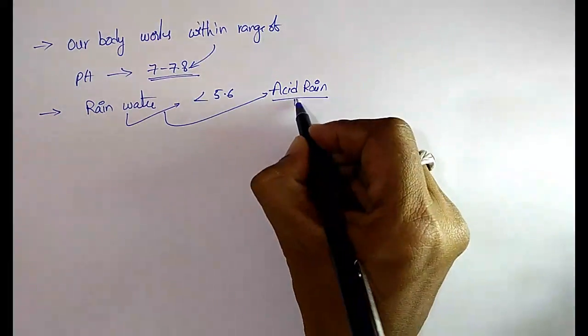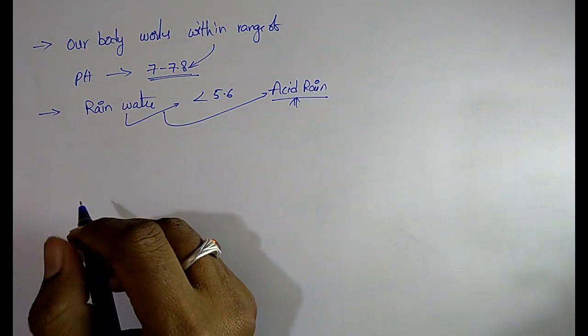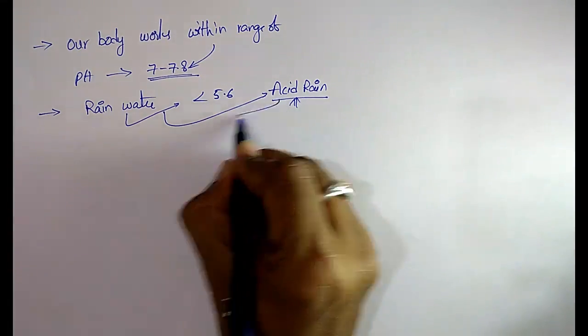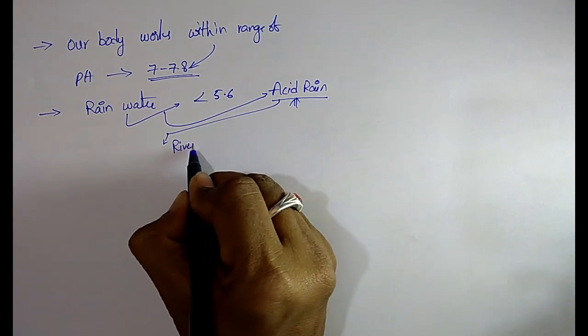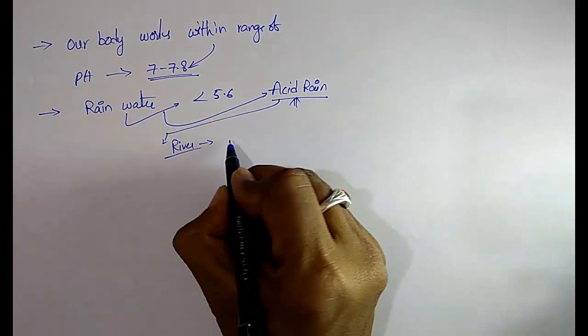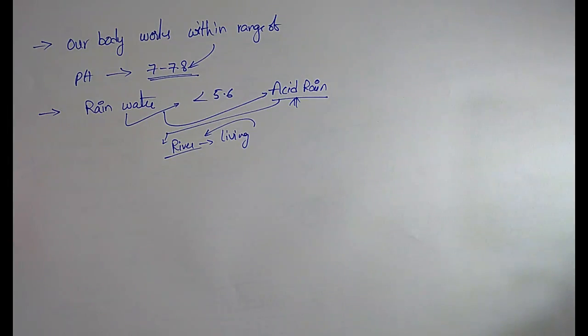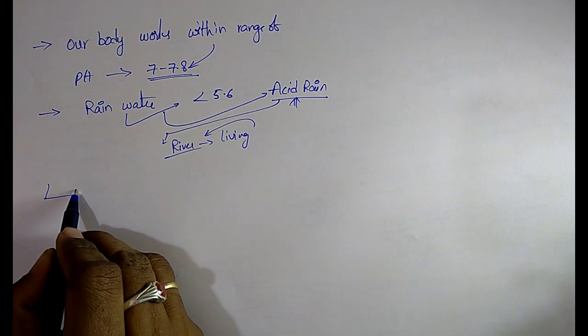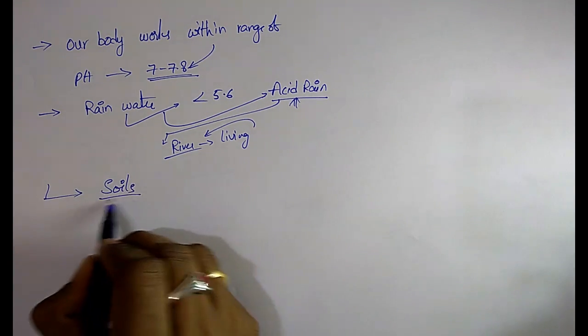I already discussed this acid rain and how it forms. Here, if this acid rainwater flows into the river, then the living organisms in the river may suffer. And also the pH value affects soils.